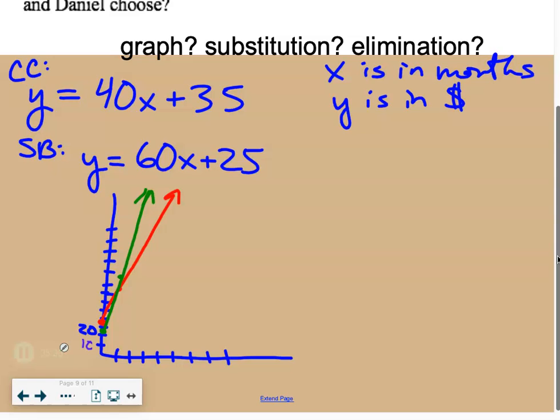Anyway, okay. So if we want to actually solve, we could solve to find the actual value. Just so you know, it's at a half month that they end up being the exact same, and the price is $55 at the half month. But to just get a visual of which plan is better, sometimes graphing is your best bet, right?